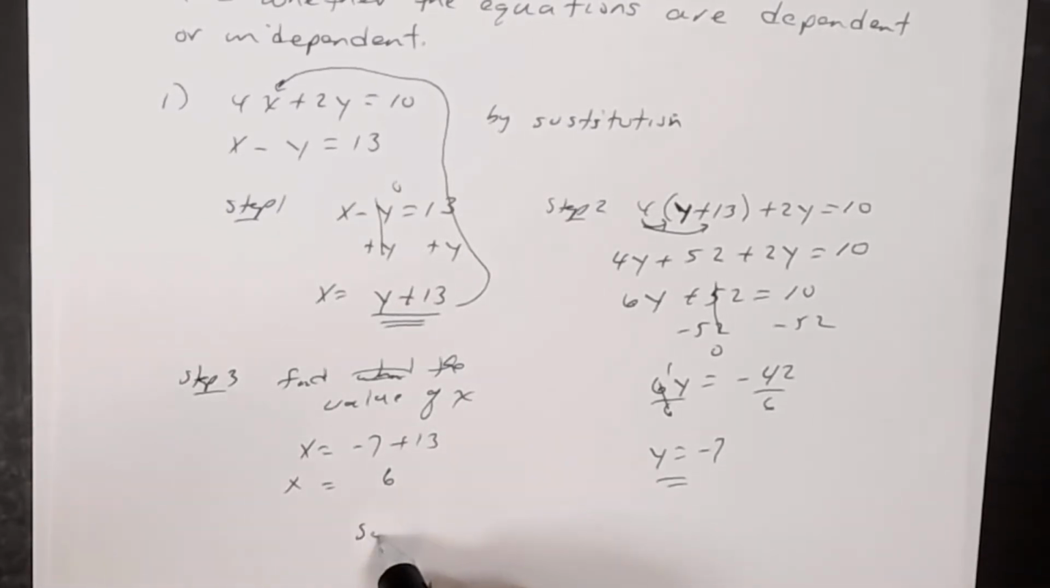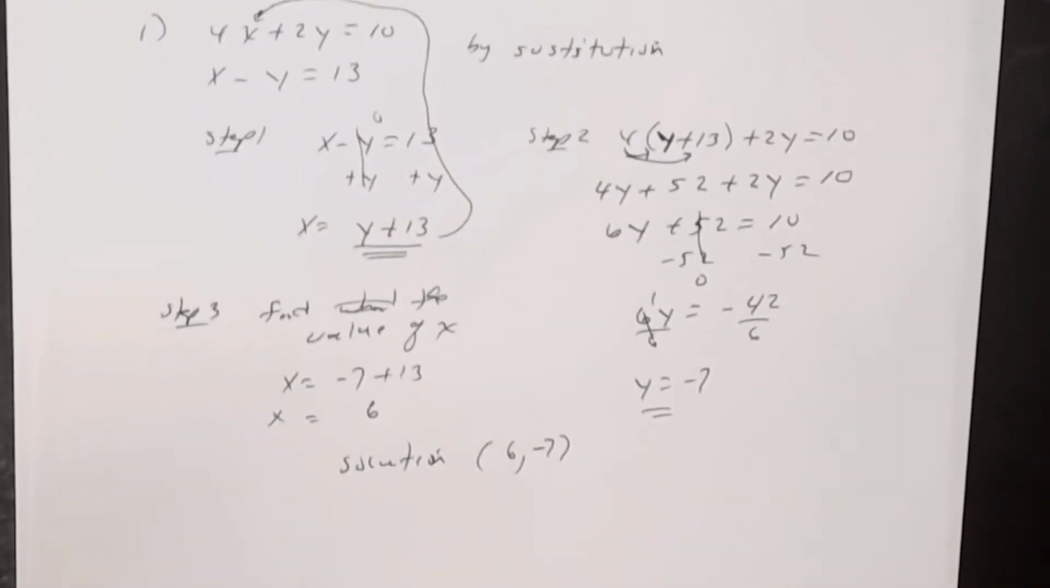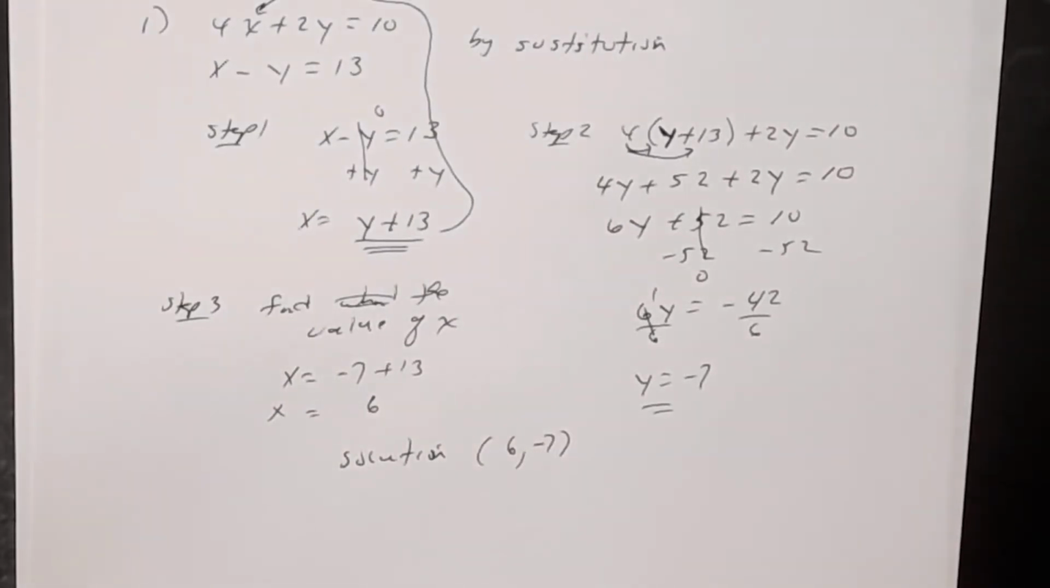So then your solution is as an ordered pair. Remember, x is 6, which you put first, and then y is negative 7. All right, so that's your solution as an ordered pair. So that's the solution. So there's only one solution.